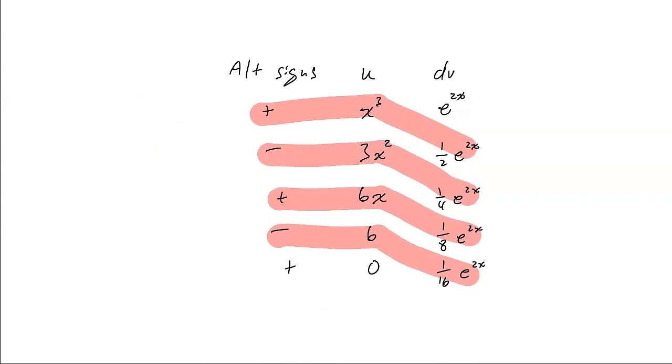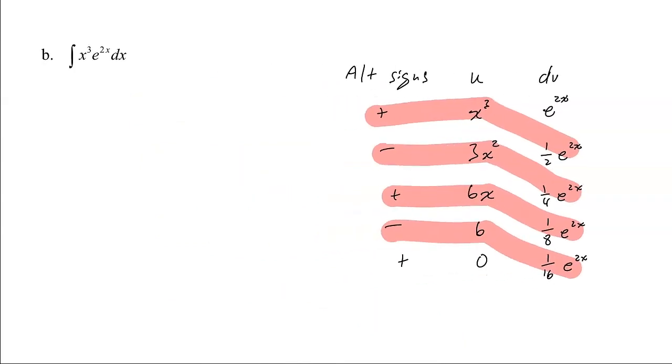The cool thing here about my tabular method is if I have 4 terms, that means I would have actually had to do integration by parts 3 separate times, which is wild. That is so much work. Okay, so let's write them.